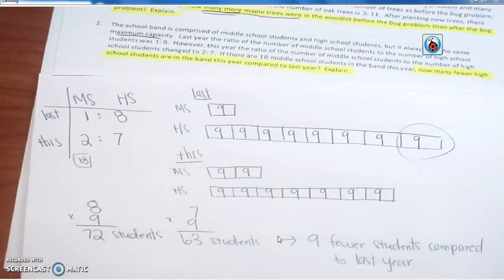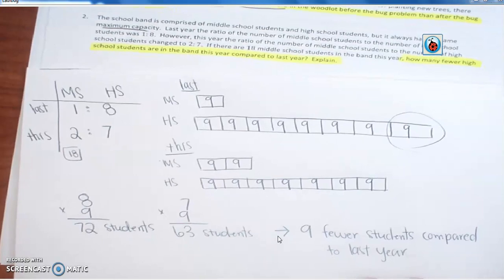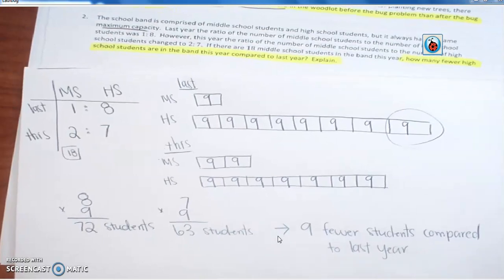students compared to last year would be a great answer. Okay, so that one was a little easier because we could line up our tape diagrams and just see, oh, there's only one box fewer. That must be 9 students fewer.